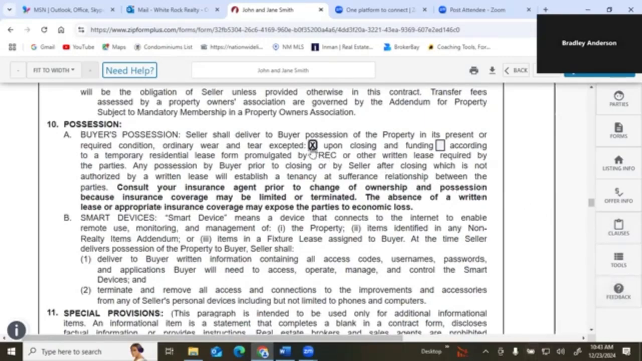Upon closing and funding, or according to a temporary residential lease. And what is that? That is if the seller wants to stay in the home a little bit longer after closing. All right, and that's a whole separate form. Now, let me just clarify, upon closing and funding, it may close on a Friday, but it may not fund until Monday. When does the buyer have access to the home? Monday. Money's got to be transferred and accepted and validated before keys are exchanged.